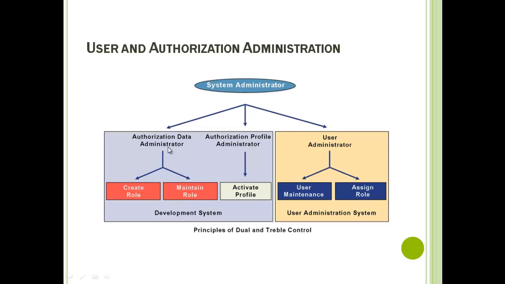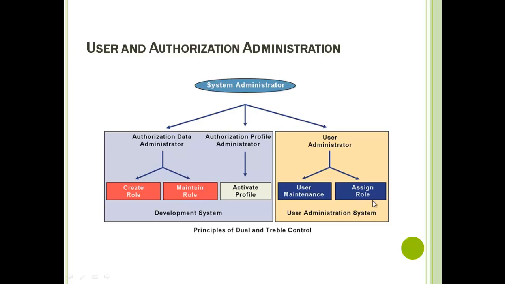Otherwise, the authorization data administrator you can also divide into two. Let's say somebody who can create roles, somebody who can maintain roles. You can create two different roles and assign them to two different people. Again, it depends on the sensitivity of the business. And then we will have an additional role for generating profiles, and you have the user administrator. In the user administrator we can also divide it into two: user maintenance and role assignment.